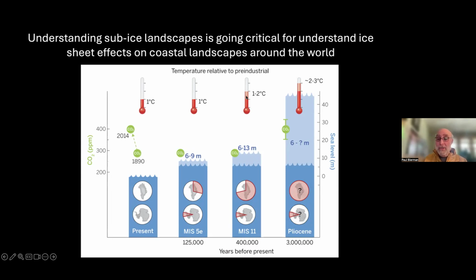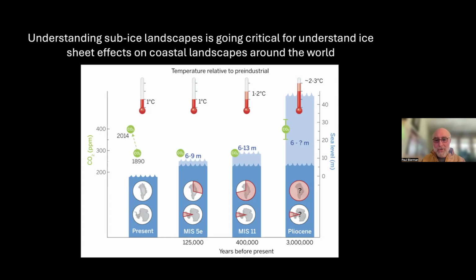At temperatures about the same as we are today, above pre-industrial, but CO2 levels that are only on the order of 300 ppm. And right now we're over 420. So we are driving the Earth much more to the sort of Pliocene view of the world, with CO2 well over 400, global temperatures headed to 2 to 3 degrees. And at that point, sea levels could be as high as 30 to 40 meters above where we are today.